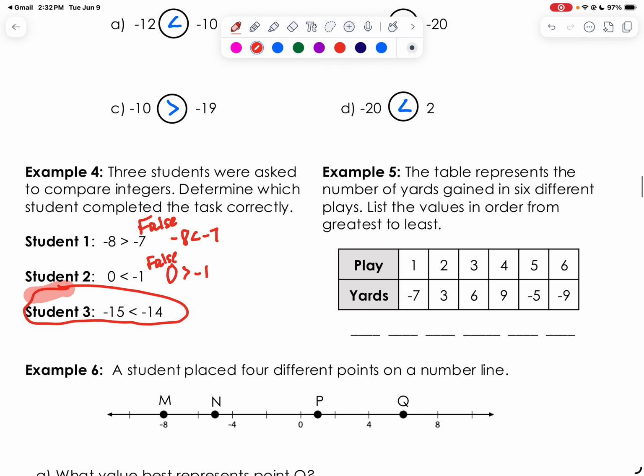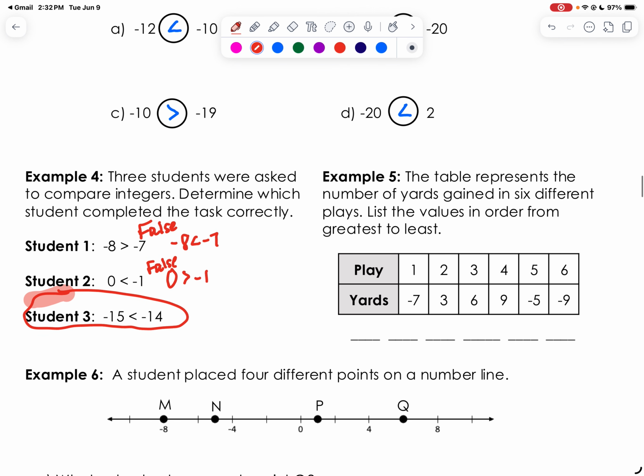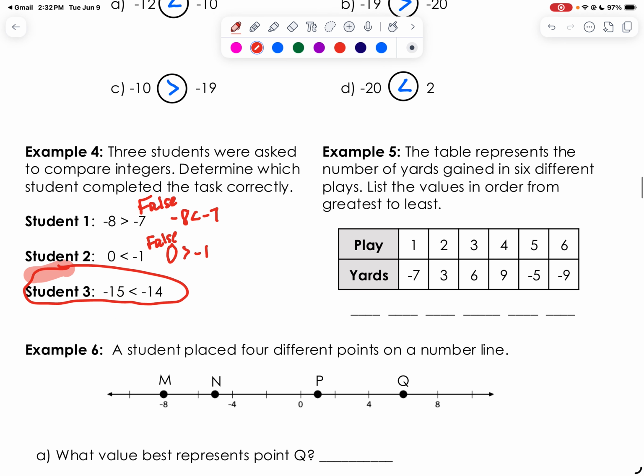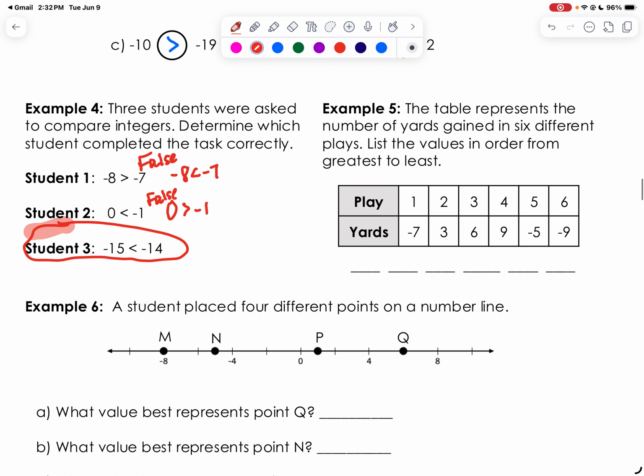All right. The table below represents the number of yards gained in 6 different football plays. List the values in order from greatest to least. So in play 1, they lost 7 yards. In play 2, they gained 3 yards. In play 3, they gained 6 yards. In play 4, they gained 9 yards. In play 5, they lost 5 yards. And in play 6, they lost 9 yards.